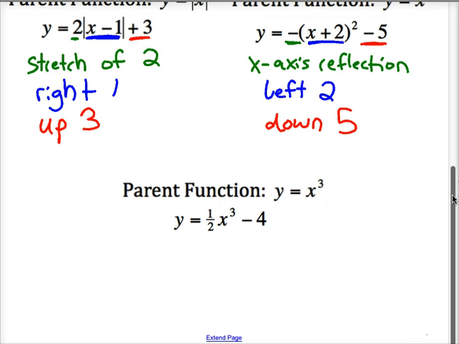All right, this one here, I notice this number multiplying out front. Now this time notice it's a fraction, it's less than 1. So instead of calling it a stretch, I'm actually going to call this a compression. Okay, if it's fractional, if it's less than 1, we just call that a compression.